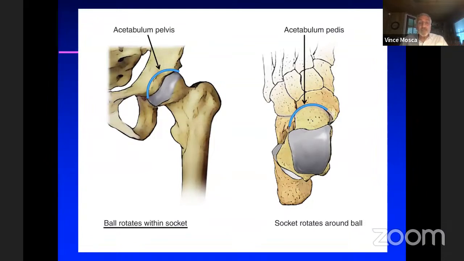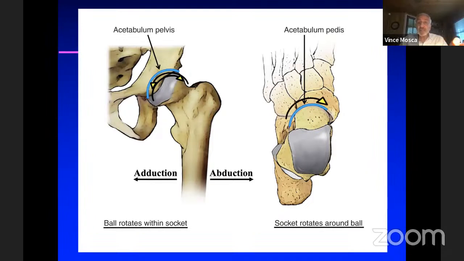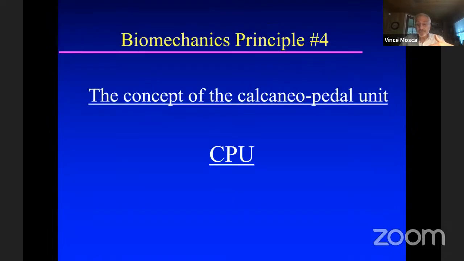At the hip, the ball, the femoral head, rotates within the socket. And in the frontal plane, when it rotates in one direction, the ball in the socket, it's adduction. And if it rotates the opposite way, it's abduction. That's in the coronal frontal plane. In the foot, the socket rotates around the ball. So the hip, the ball rotates in the socket. In the foot, the socket rotates around the ball. And when it goes in that direction, it's inversion. And when it goes in the opposite direction, it's eversion.